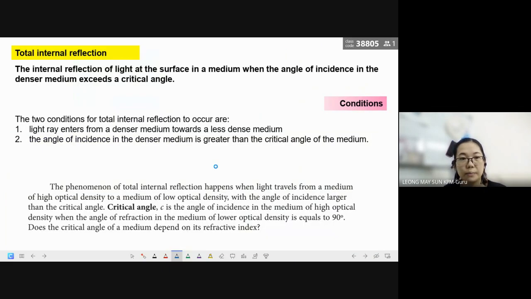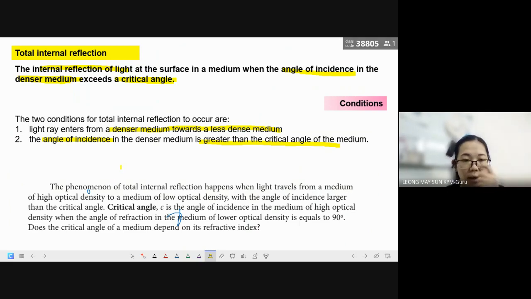This phenomenon is called total internal reflection. Here, a few things I want to clarify. Total internal reflection of light occurs at the surface of a medium when the angle of incidence in the denser medium exceeds the critical angle. So there are two conditions for total internal reflection to occur. Number one, the light ray enters from a denser optical density medium towards a less optical density medium. Number two, the angle of incidence is greater than the critical angle of the medium. These are the two conditions of total internal reflection.